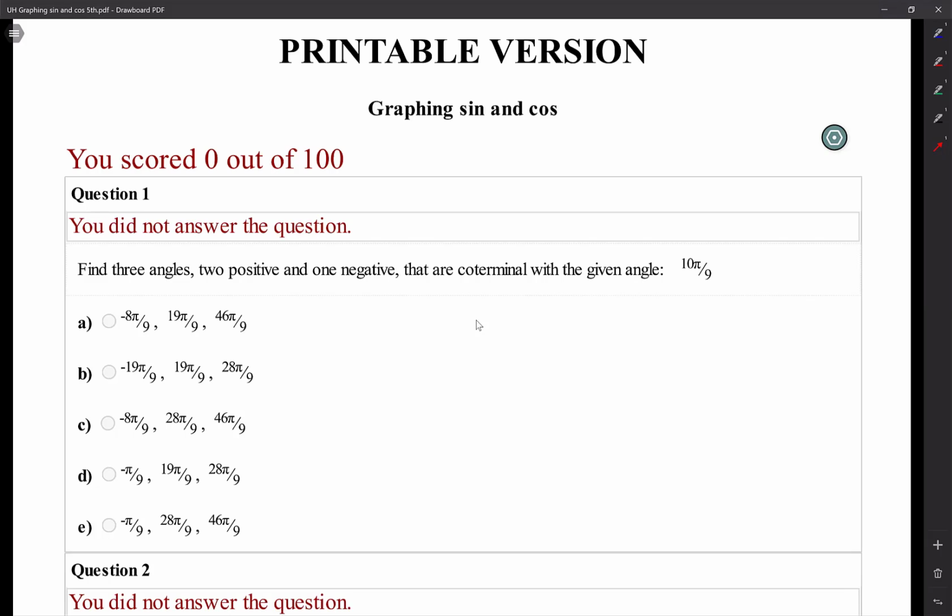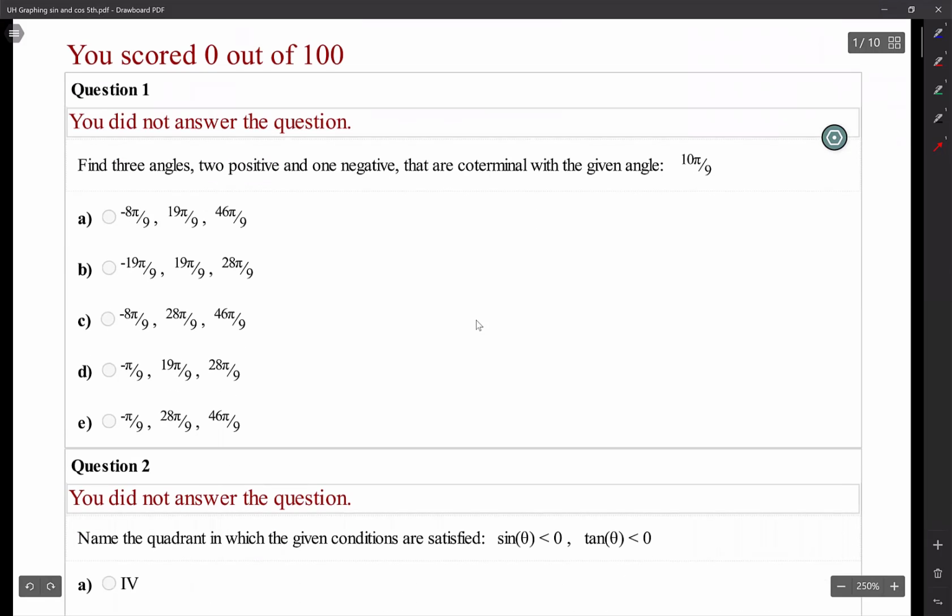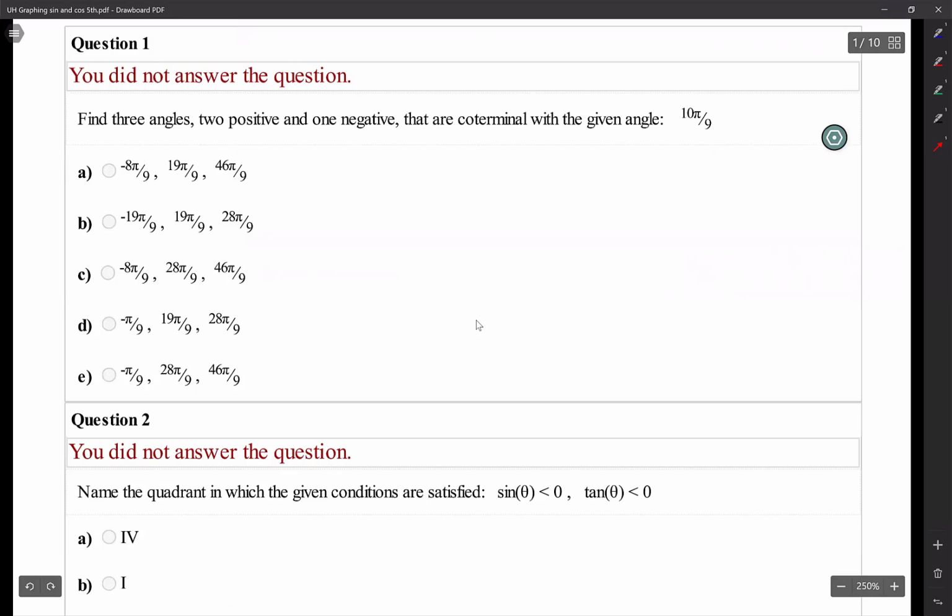All of this we should know, guys. All of this should be reviewed for you guys. All right, question 1. Question 1 says, find 3 angles, 2 positive, 1 negative, that are coterminal with the given angle.